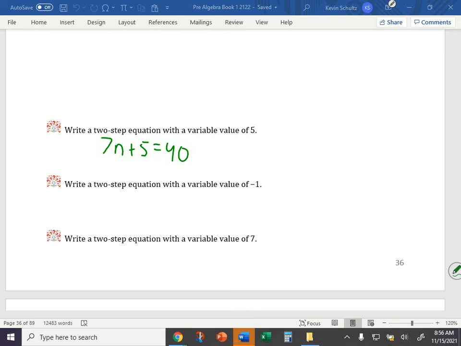Another example might be n divided by 1 plus 6 equals 11. If I solve that, I get n to equal 5. So you're setting up an equation so that when I solve it, the variable equals 5. It needs to be a two-step equation, which means you need two operations.